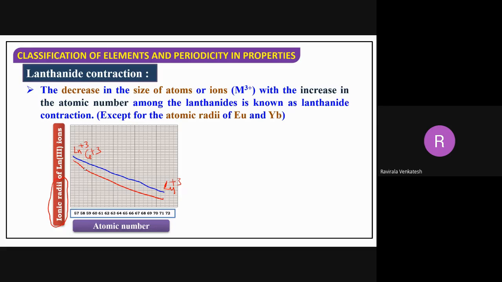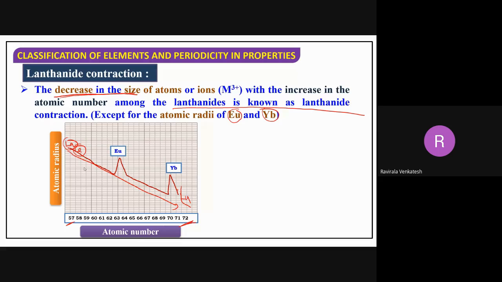But in the case of atoms, like lanthanum, cerium, europium suddenly increases, and yttrium is also suddenly increasing. This is for atomic size. Two exceptions are there: one is europium, the other is yttrium. Because of electronic repulsions, the atomic size suddenly increases there.